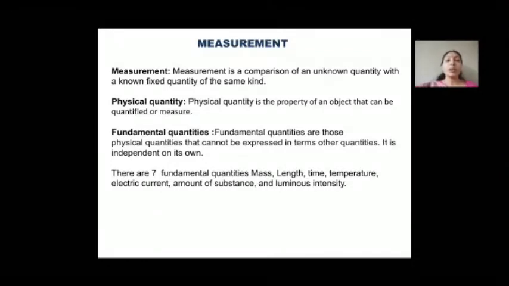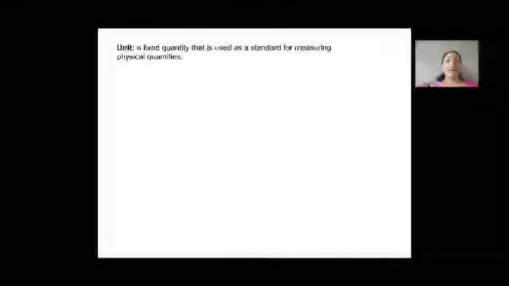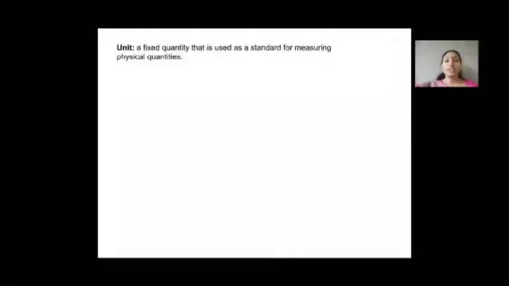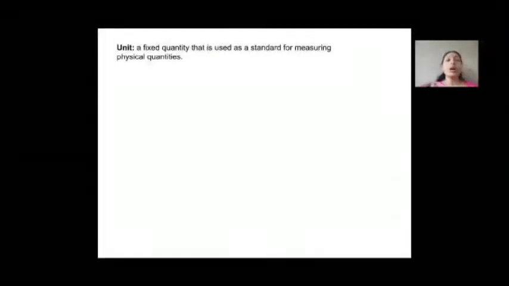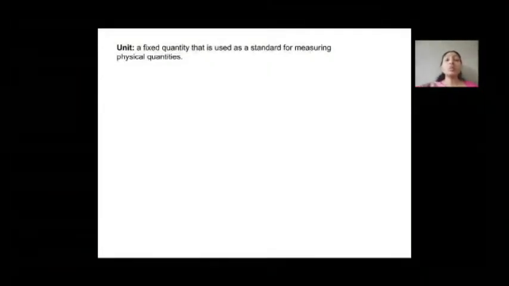So when we are measuring quantities, we have to write the unit. So what is the unit? Unit is a fixed quantity that is used as a standard for measuring physical quantities. Let us take an example. I asked you, how long did you read? You gave me the answer, 50. In that 50 you didn't say anything. So what should I understand? 50 minutes, 50 hours or 50 seconds? That shows how important the unit is.